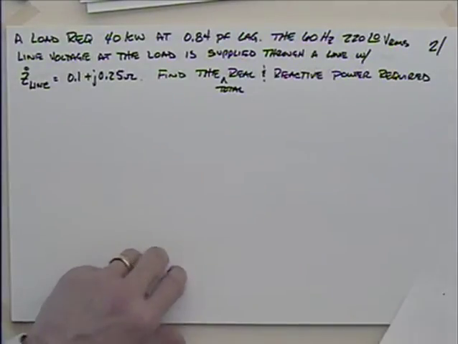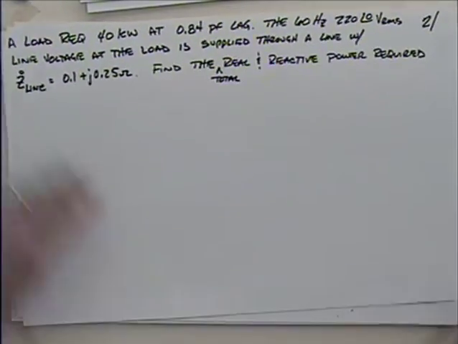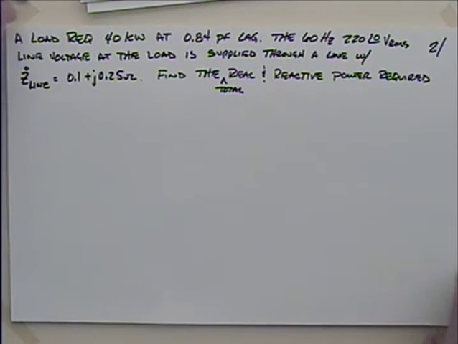Let's try another example here. We've got a load requiring 40 kilowatts at 0.84 power factor lagging. We have a lot of lagging power factor problems because that's typically motor problems. That's what we have a lot of. Inductive motors are great. They have a lot of torque, but they have a lot of inductance. The 60 hertz, 220 volts RMS line voltage at the load is supplied through a line with impedance is given.